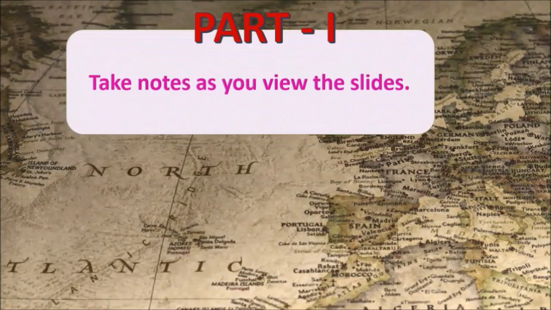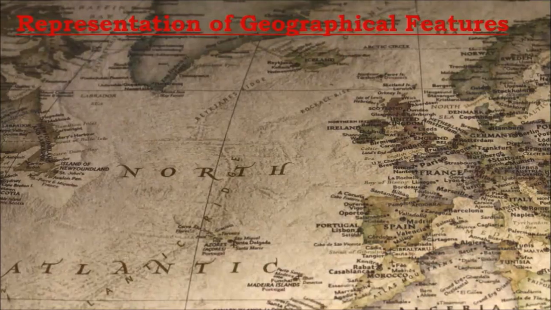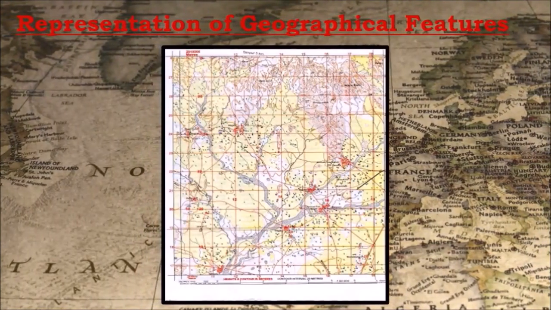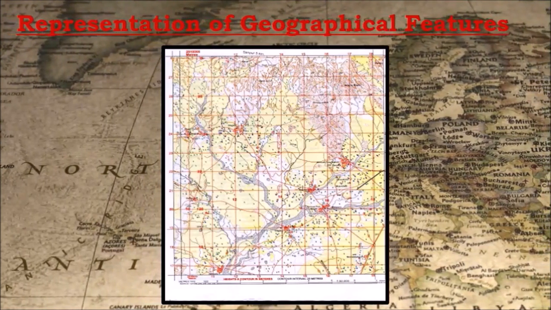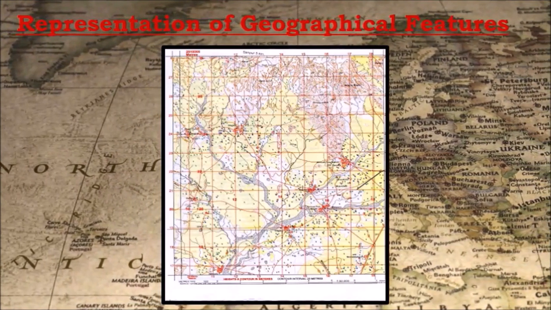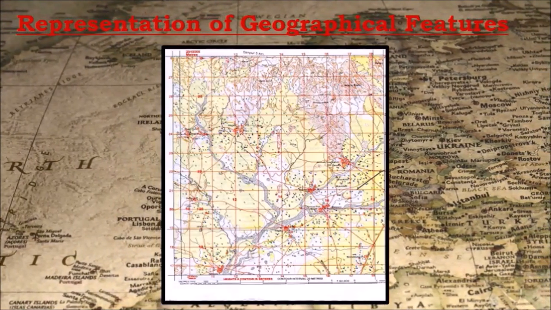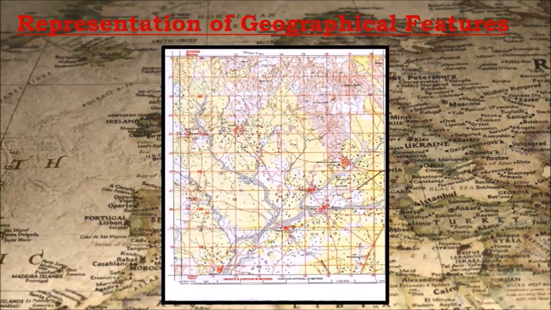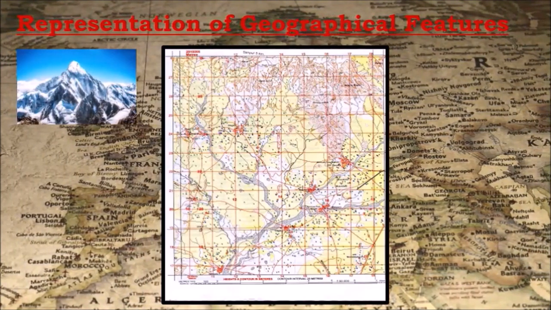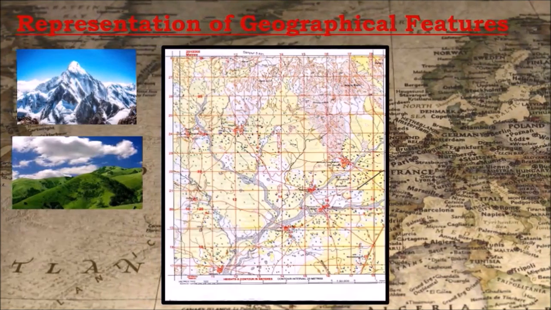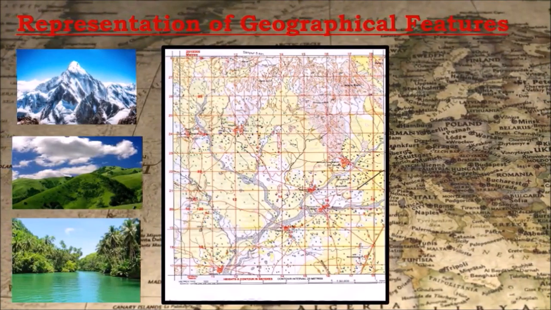Now let's come back to the topic, representation of geographical features. Each place on the earth has its own set of distinctive features that make it different from other places. These are called the geographical features, which are either naturally created or man-made. Natural geographical features include physical features like mountains, hills, valleys, rivers, seas, etc., and climate, soil, and vegetation.